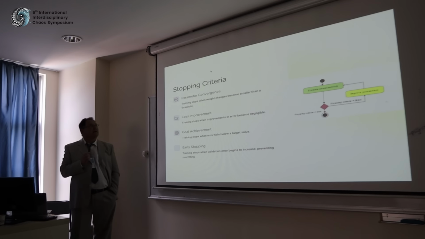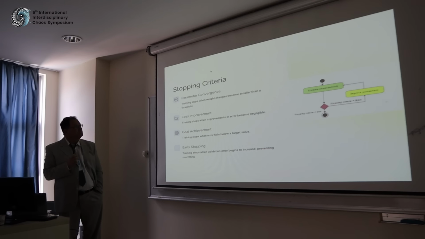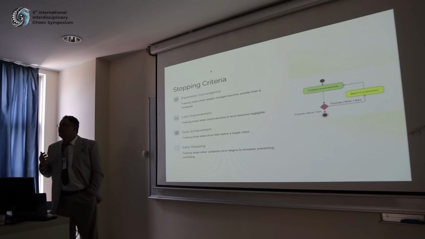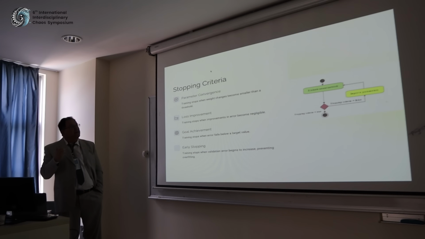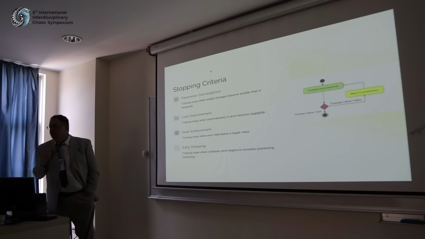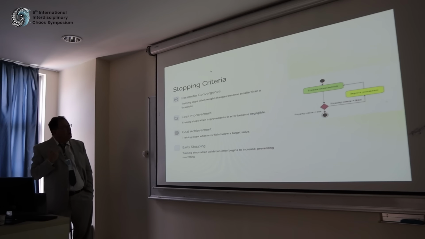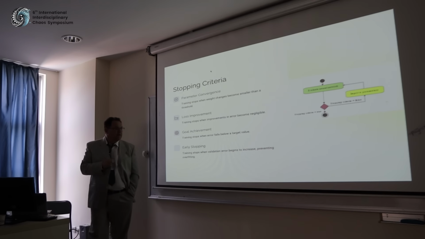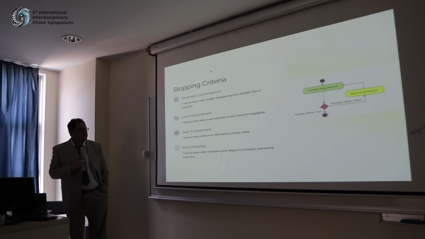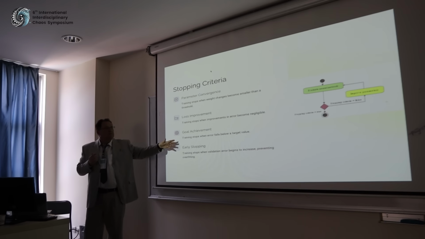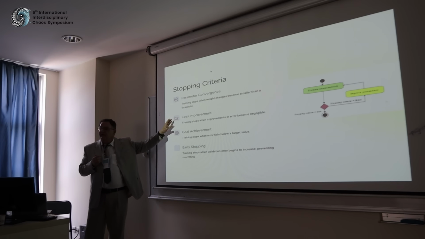Now, the stopping criteria. When does the training stop? When weight changes become smaller than a threshold. Loss improvement: training stops when improvement in error becomes negligible. Goal achievement: when an error falls below a target value. Early stopping, this is very useful: when validation error begins to increase, preventing overfitting. I'll say about overfitting next. So I will choose any of these to stop the training, or a combination of these.